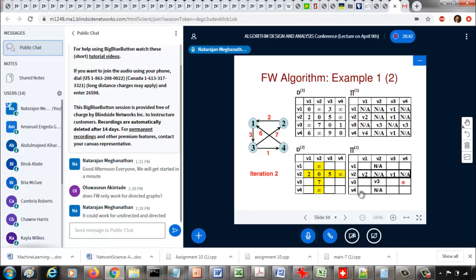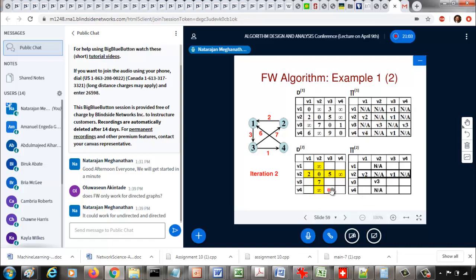Now for this cell from V4 to V1, we have to add the highlighted row values 2, and this is infinity here. So 2 plus infinity is infinity, not less than 6. So we stay with 6, and V4 is the predecessor.